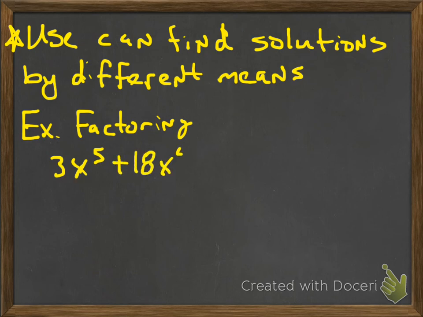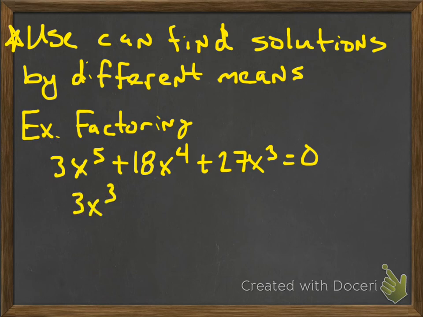3x to the 5th plus 18x to the 4th plus 27x cubed set equal to 0. Looking at this, first off, are there any common factors? Because this looks like something we've never really seen before. Well, you should see that all three of them have an x cubed in common, and they're divisible by 3. So we can factor out a 3x to the third power. When we do that, that leaves me with x squared plus 6x plus 9.